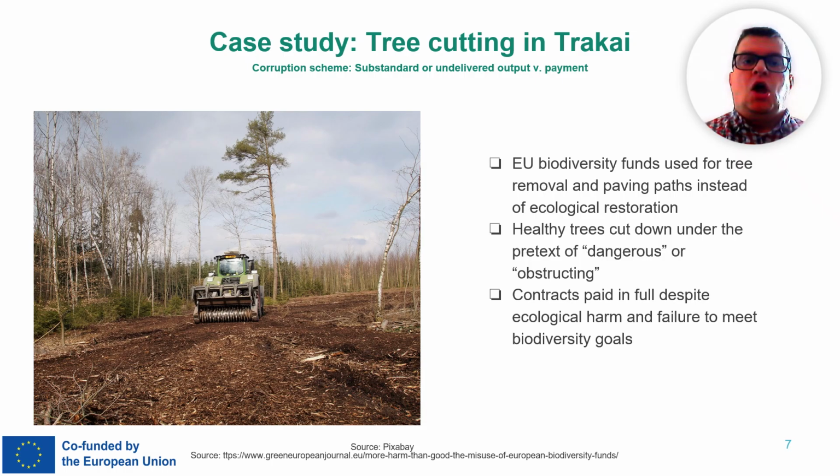Activist campaigns. Local campaigners publicly opposed the project, pointing out that Trakai's old town risked losing a fifth of its trees. Media investigations. Journalists documented the contradiction between EU funding goals and the actual destruction of biodiversity. And legal action. Environmental authorities intervened and eventually the Vilnius District Administrative Court revoked permits for tree cutting in Trakai's old town.